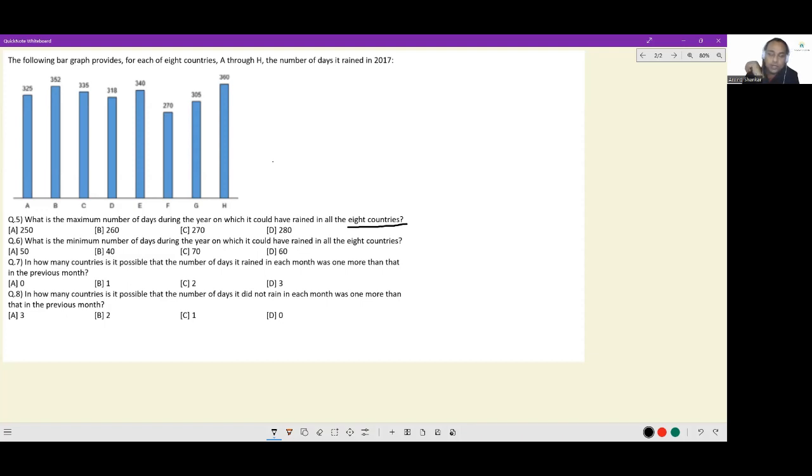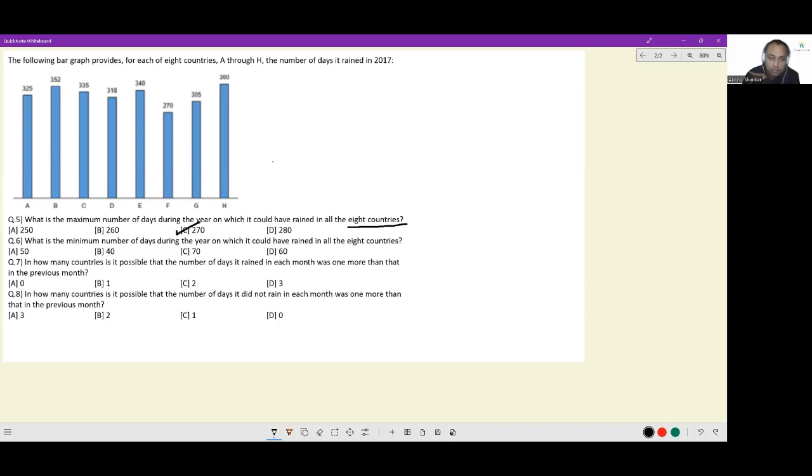Given that there is no constraint that it has to rain on every day of a particular year, nothing of that nature, the first 270 days, let it rain in all 8 nations. There is no violation of the condition. So the maximum number of days during the year on which it could have rained in all 8 countries is 270, the lowest number out of the lot.